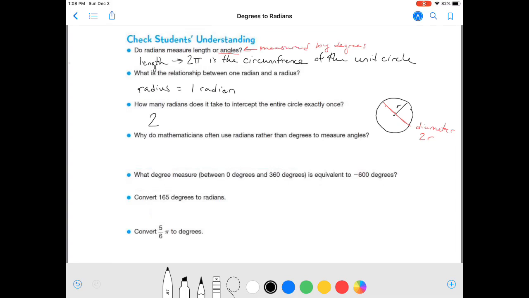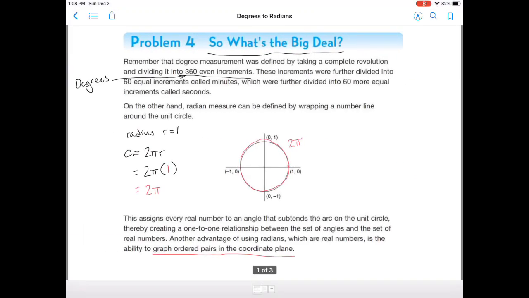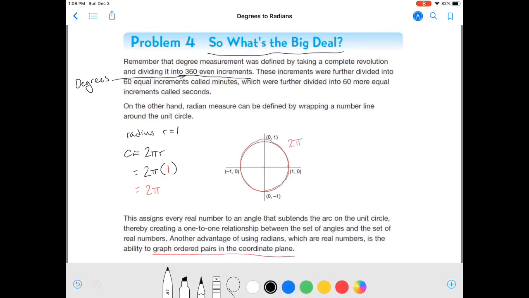Okay, our next question is what degree measure between 0 degrees and 360 degrees is equivalent to negative 600 degrees? So what does the negative mean? If you remember from our last lesson, we know that negative means that we're going clockwise around the circle instead of counterclockwise.